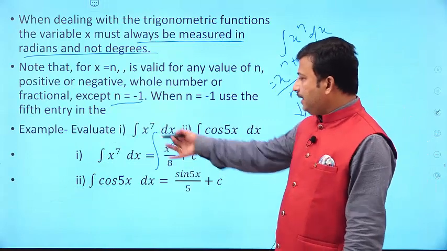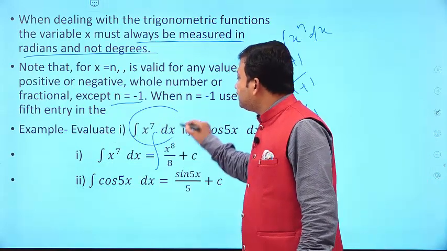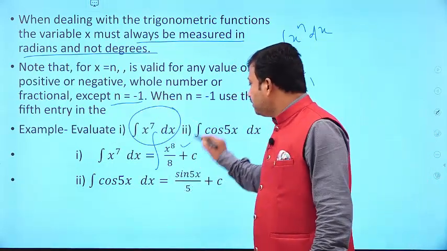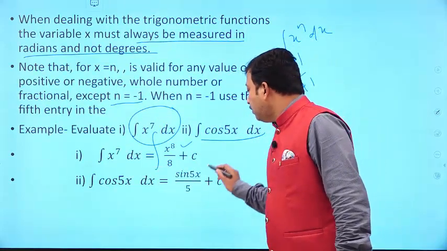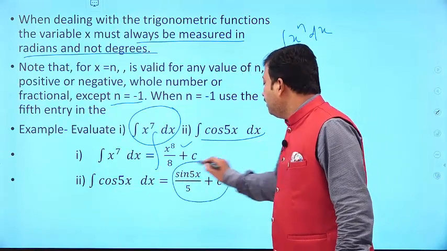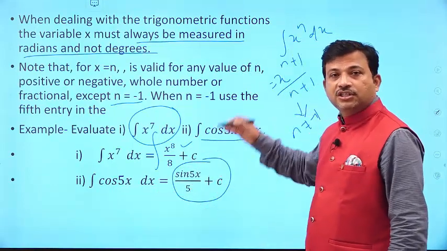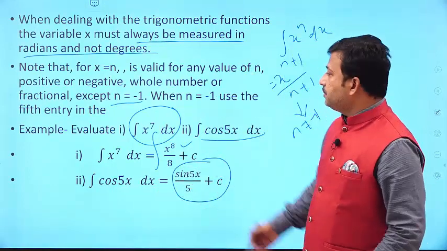Okay. For example, integration of x to the power 7 dx. How much? X to the power 8 by 8 plus c. Integration of cos 5x dx, how do you get it? Cos 5x dx equals how much? Sin 5x by 5 plus c. Very simple. We are just using the formula that I told previously.